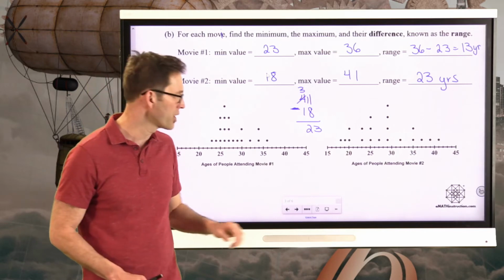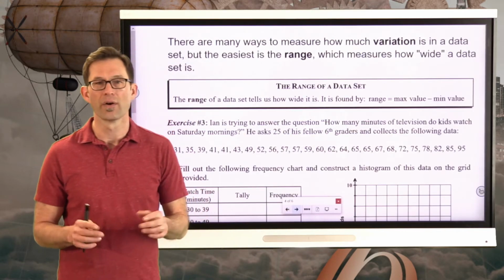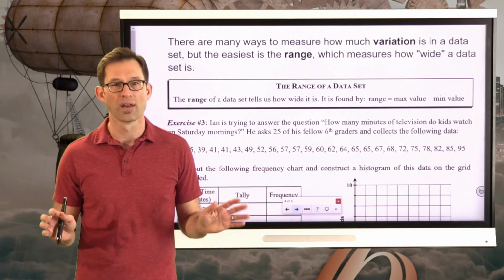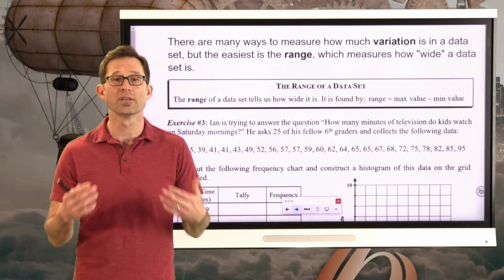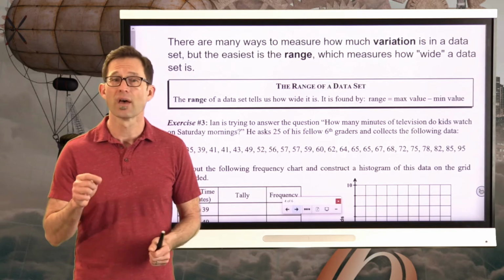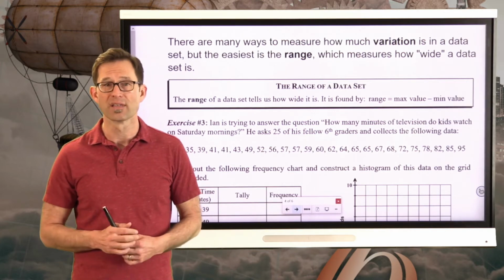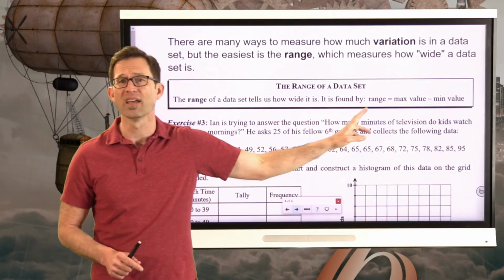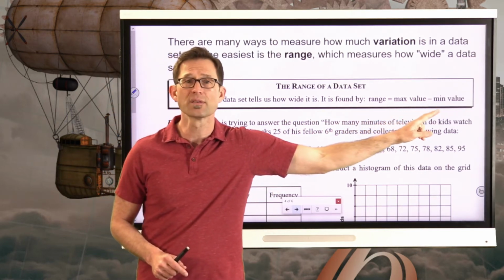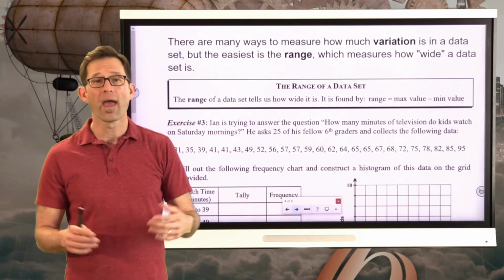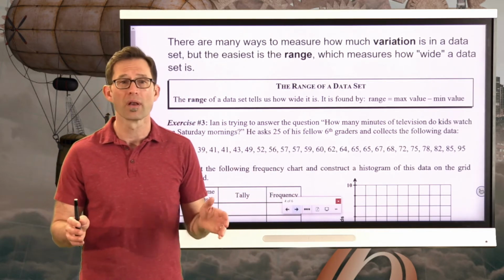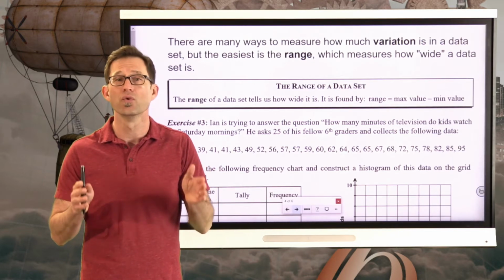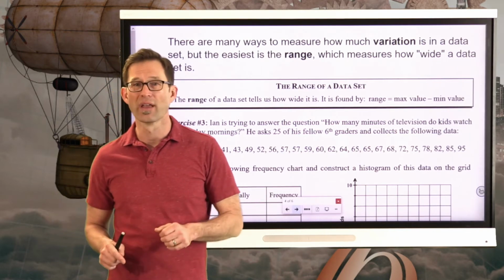All right, let's keep working with this idea of variation. Now, there's many ways to measure variation in a data set, all right? But the easiest is by far the range, which measures, as I mentioned, how wide a data set is. The range tells us how wide a data set is, and it's simply found by taking the maximum data value and subtracting the minimum data value. Whenever we subtract one number from another number, we find the distance or the width between the two numbers. So that's what the range tells us.